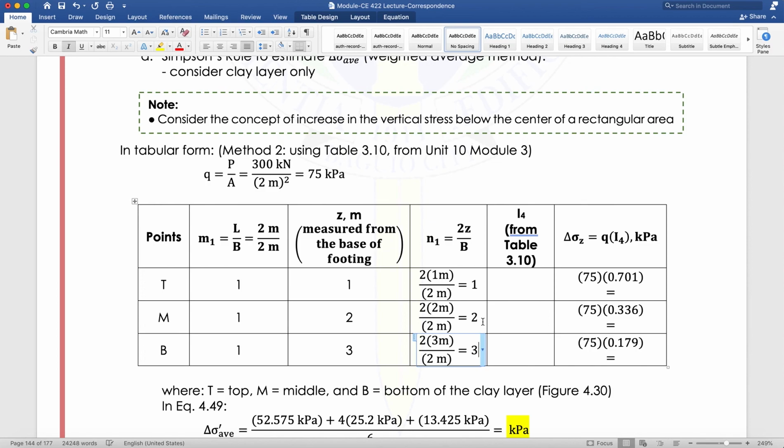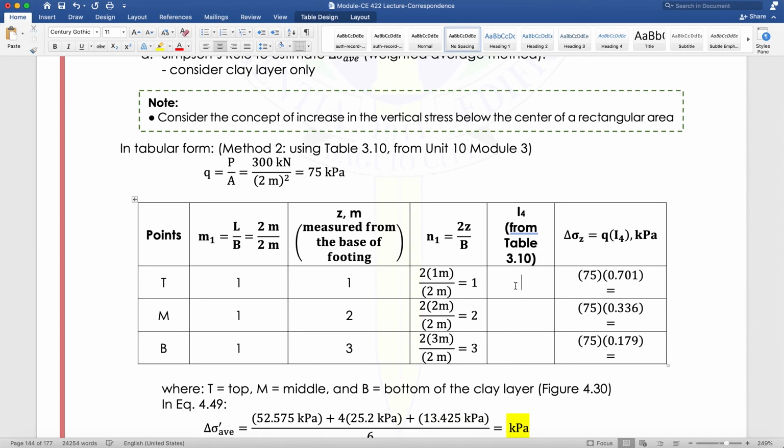Now from the table, go back to table 3.10. Then you have there your m1 for the horizontal and n1 for the vertical. Then we can get the value of our I4. So for the top, it is 0.701. Then for the middle, it is 0.336. Then for the bottom, it is 0.179.